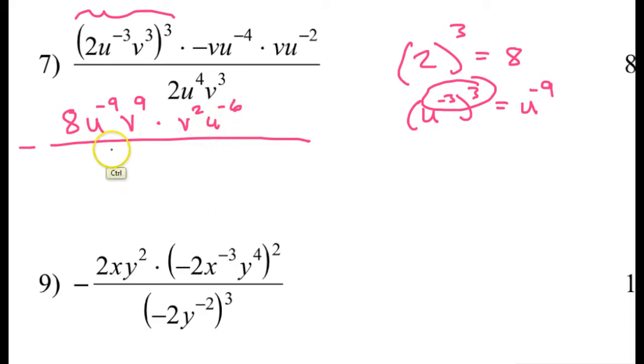So I've got this so far. In the denominator, I've got 2u to the 4th power, v to the 3rd power. Alright, we're halfway there.